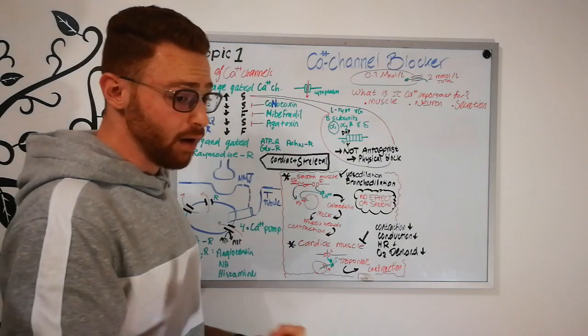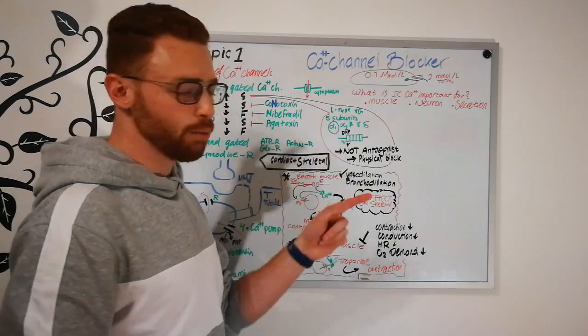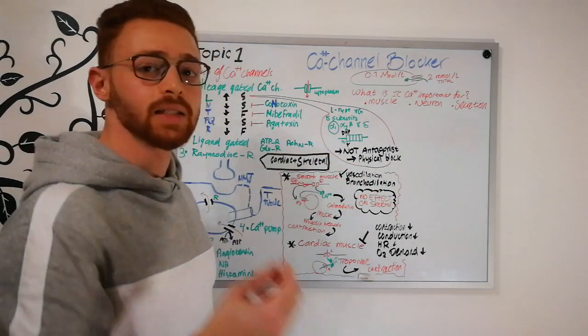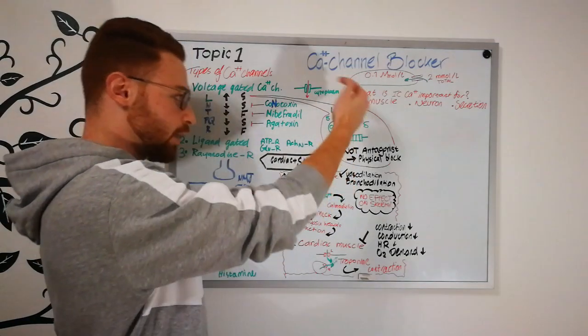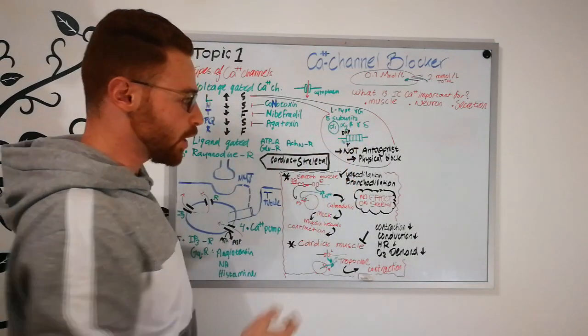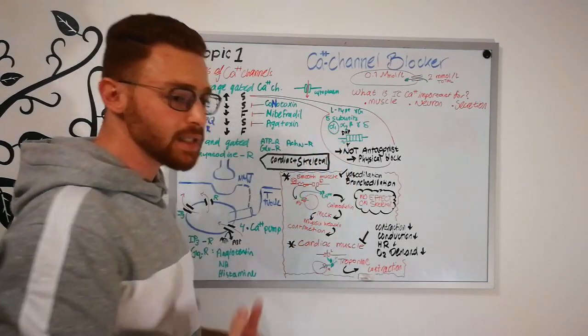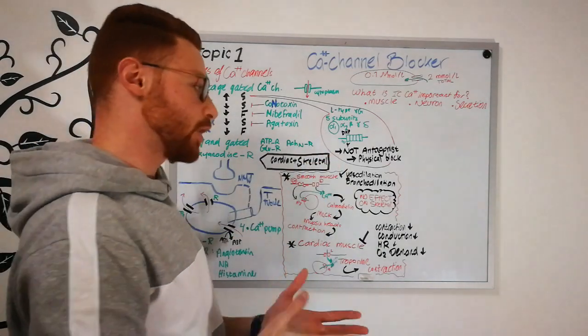This is one thing. The other thing is that when we compare VERAPAMIL later with the dihydropyridines, they bind differently on the alpha 1. VERAPAMIL binds to the intracellular domain of the alpha 1 of the L-type voltage-gated calcium channel, while the dihydropyridines bind from the extracellular domain of the alpha 1 of the L-type voltage-gated calcium channel.